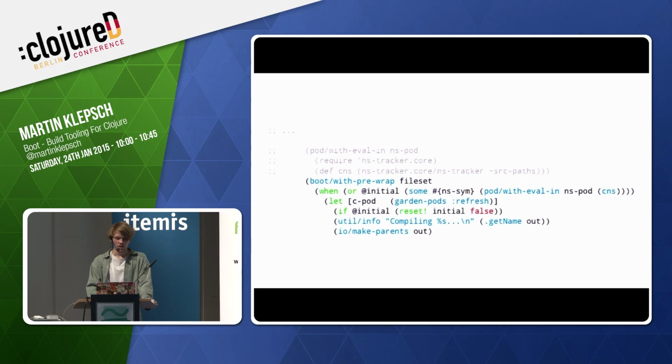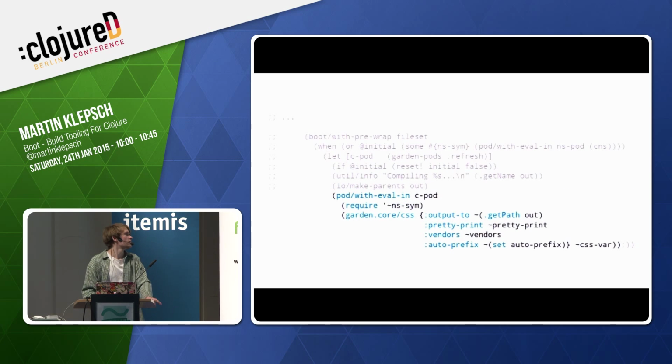So we get a new garden pod. The garden pod's refresh function basically gives us a new pod from the pod pool. And then if initial is still true, we want to set it to false. So then only recompilations are triggered by actually changed namespaces. And then we print some debug messages. We make parents of the output path so that we don't try to save to a place that doesn't really exist. And then we actually compile stuff.